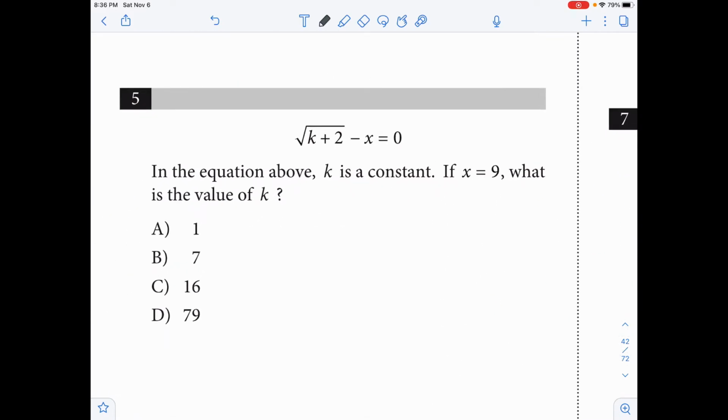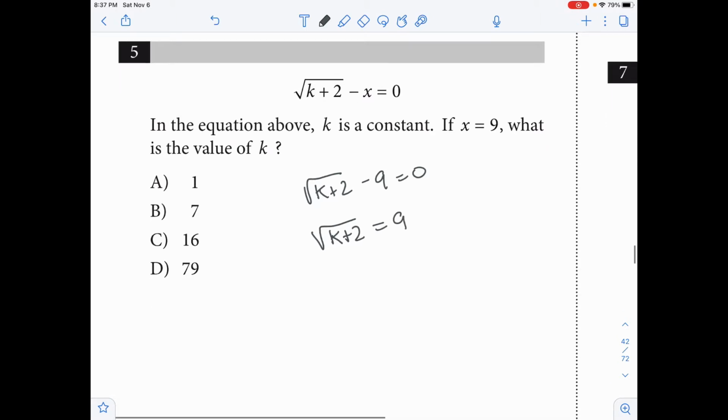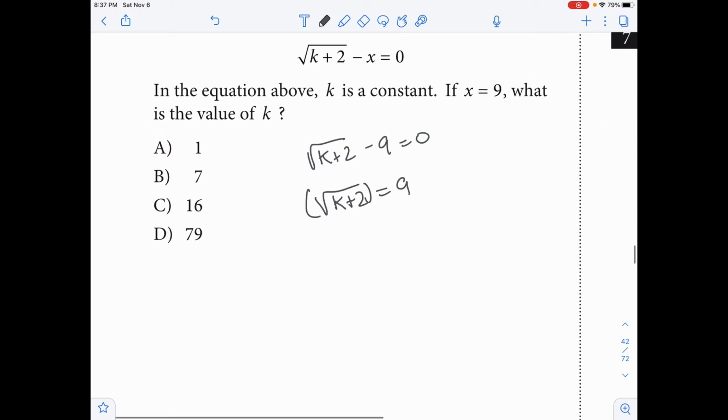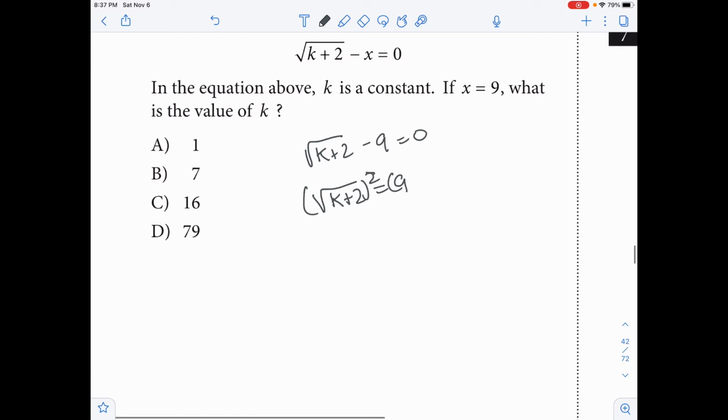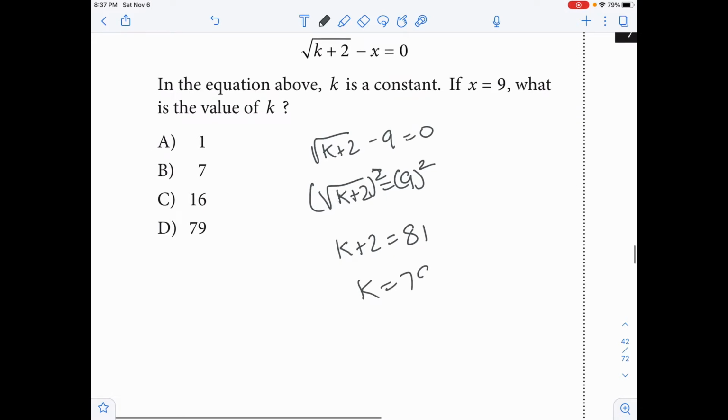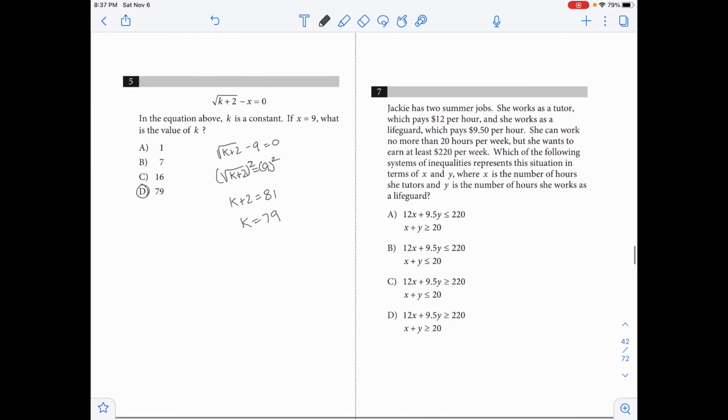Okay, so they just gave you x is 9, and then find the value of k. So square root of k plus 2 minus 9 equals 0. Therefore, square root of k plus 2 equals 9. So square both sides, and then you get k plus 2 equals 81. So k is 79. So answer choice D.